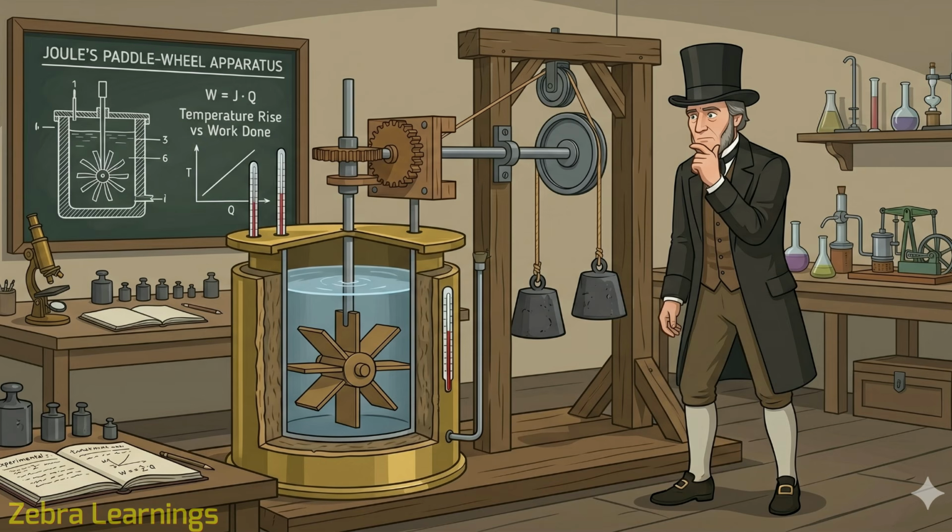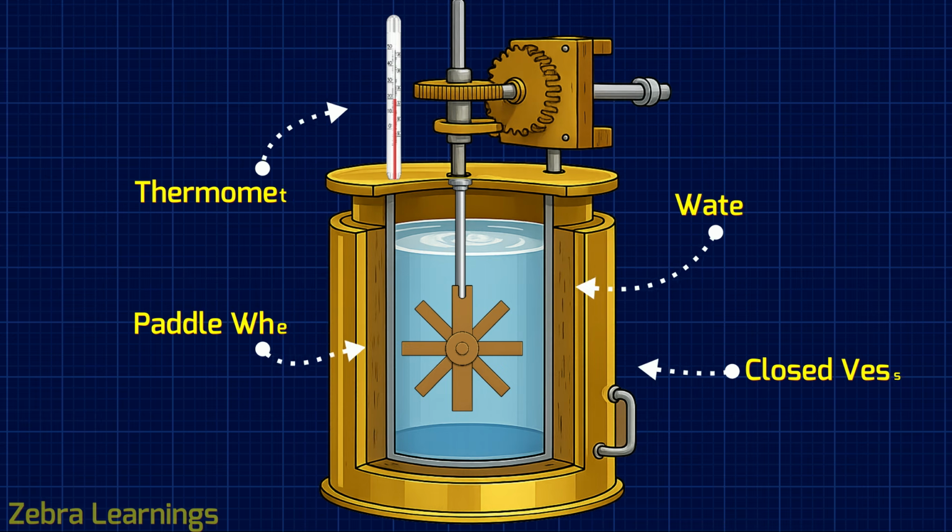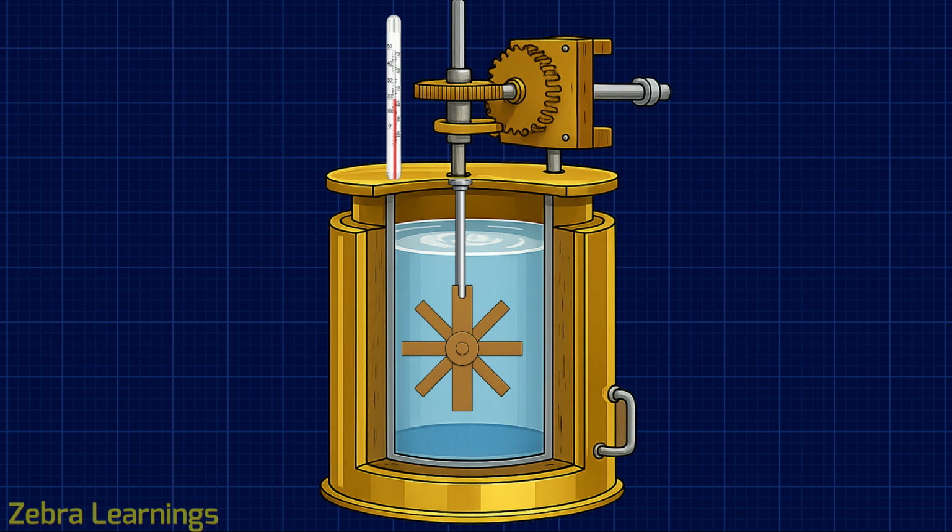In 1843, a man named James Joule conducted an experiment known as the paddle wheel experiment. In a fully controlled enclosed environment, he filled a closed vessel with water, noted its temperature, and continuously rotated a paddle wheel placed inside the water. The friction between the wheel and the water generated heat and increased the water's temperature.